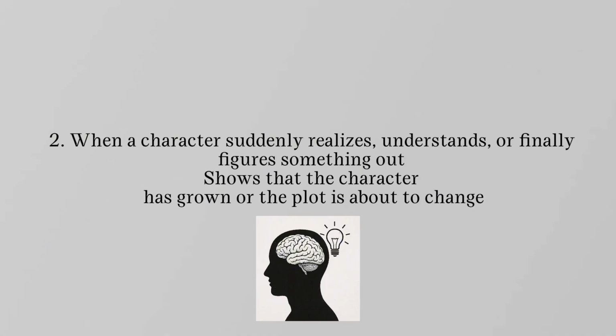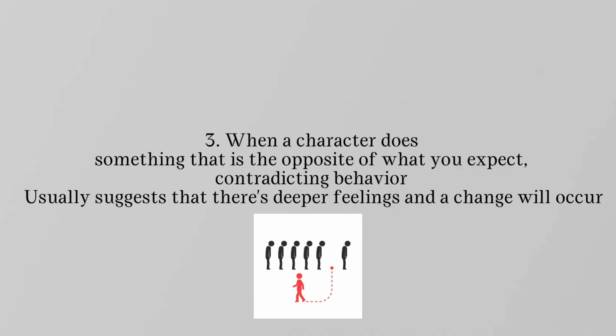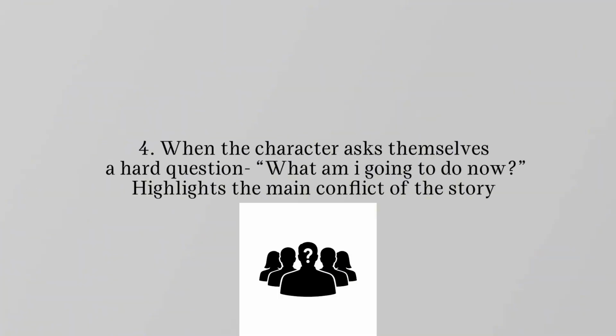2. When a character suddenly realizes, understands, or finally figures something out, it shows that a character has grown or the plot is about to change. 3. When a character does something that is the opposite of what you expect, like contradicting behavior, it usually suggests that there's deeper feelings and a change will occur. 4. When a character asks themselves a hard question, like "What am I going to do now?", it highlights the main conflict of the story.